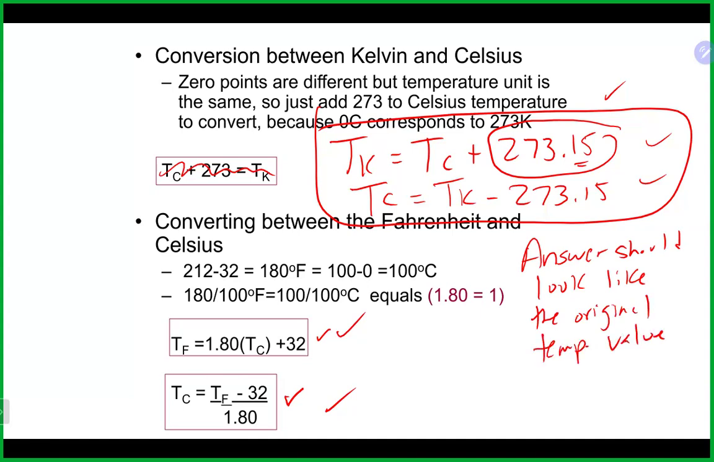So what do I mean by that? What I mean is, if the temperature value you're converting, and again, all you're doing is converting it from one temperature scale to the next, let's just say it was a whole number. When you do the conversion, you would convert it to a whole number. If the original temperature value you had went to one decimal place, you would do the conversion to one decimal place.